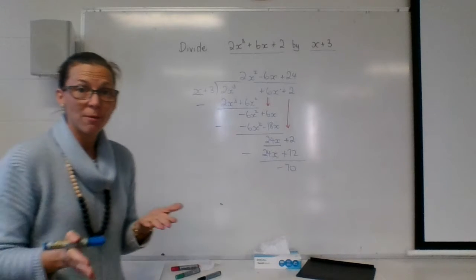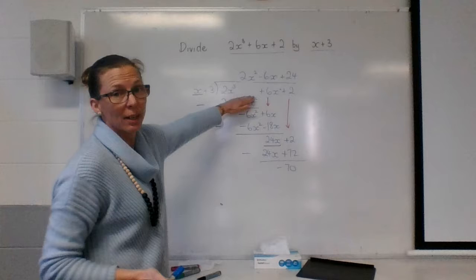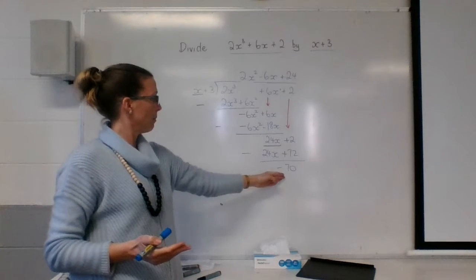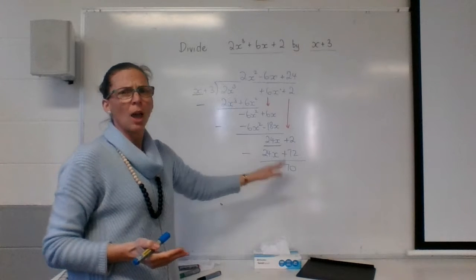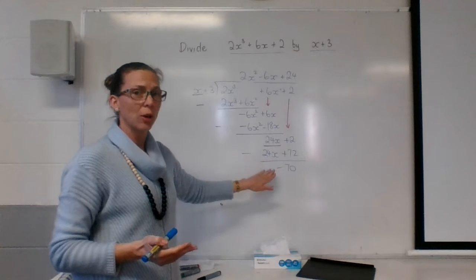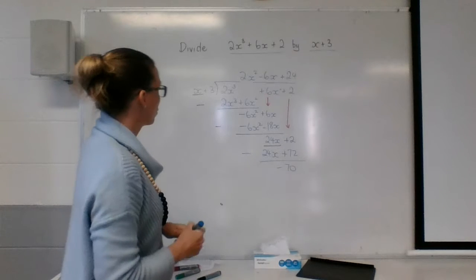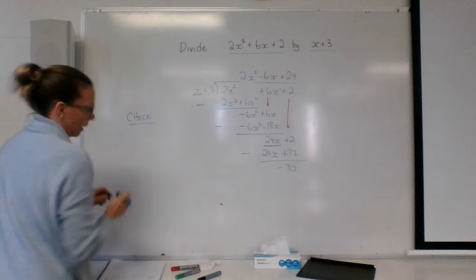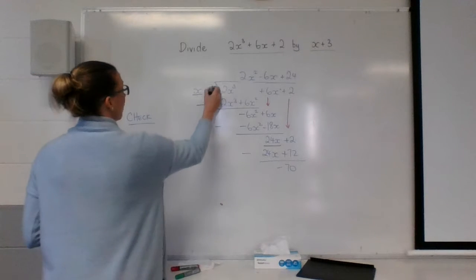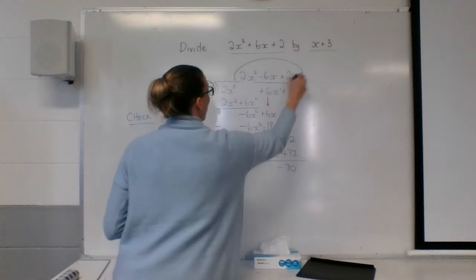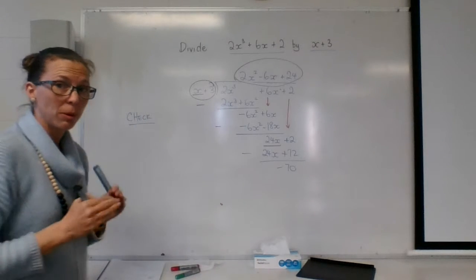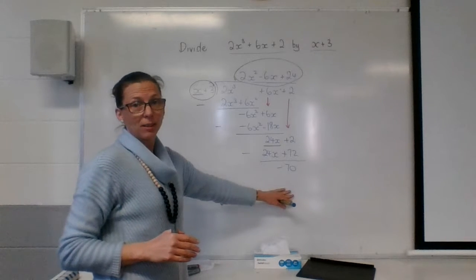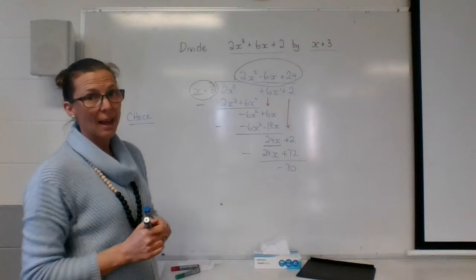So at this point, what I have managed to do is I've started with my dividend, I've divided by my divisor, I've got my quotient, and my remainder is negative 70. If I wanted to check that I was correct, what I could do is I could take my divisor and my quotient and multiply them together and then add my remainder. And that should give me what I began with.